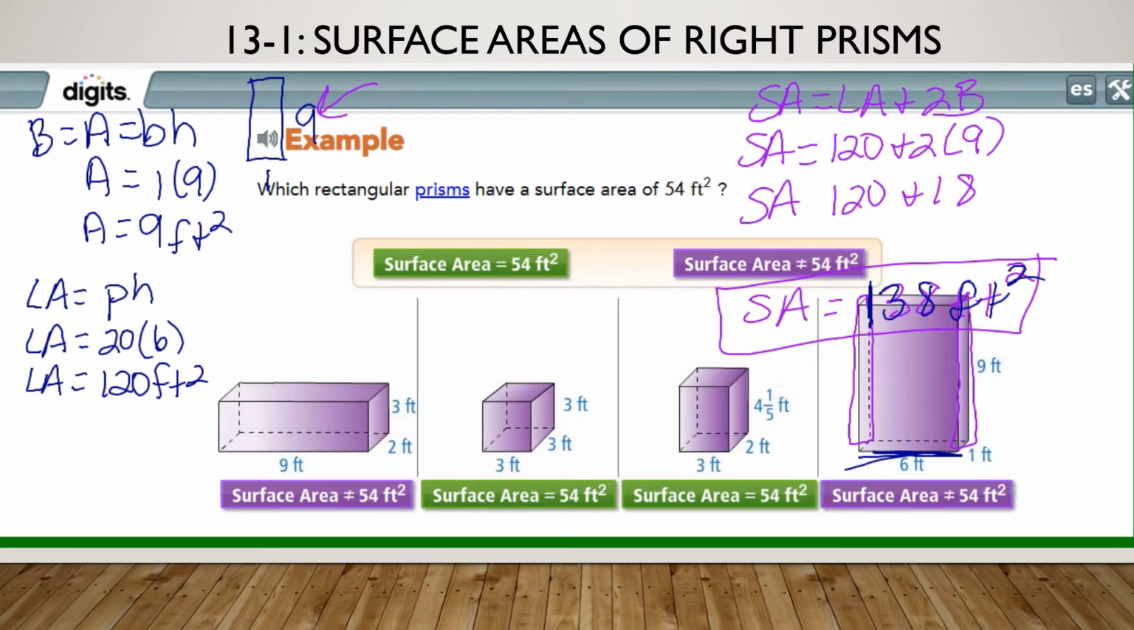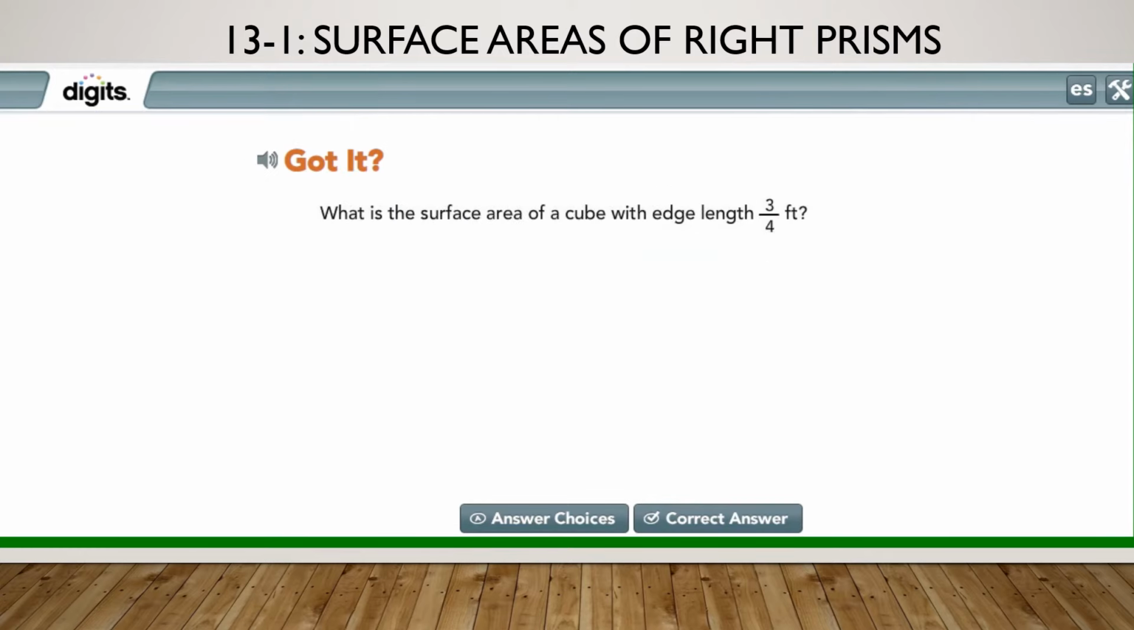And this is not equal to 54 feet squared. Part 1, got it. What is the surface area of a cube with edge length of 3/4 of a foot? When you solve this, do not change it to a decimal. Just write the formula, substitute, and simplify. Leave it as a fraction or a mixed number.